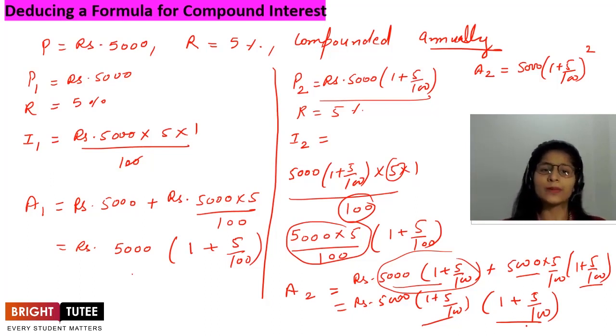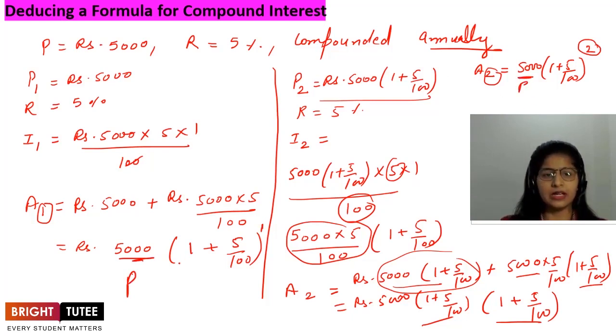So what do you observe here? We observe that when it is for first year, the power is 1. When it is for second year, the power is 2. Okay. What is this in both the cases? It is principal. It is also principal. Then 1 is same in both of them. Then it is 5. 5 is what? The rate, 5%. So 5 upon 100.